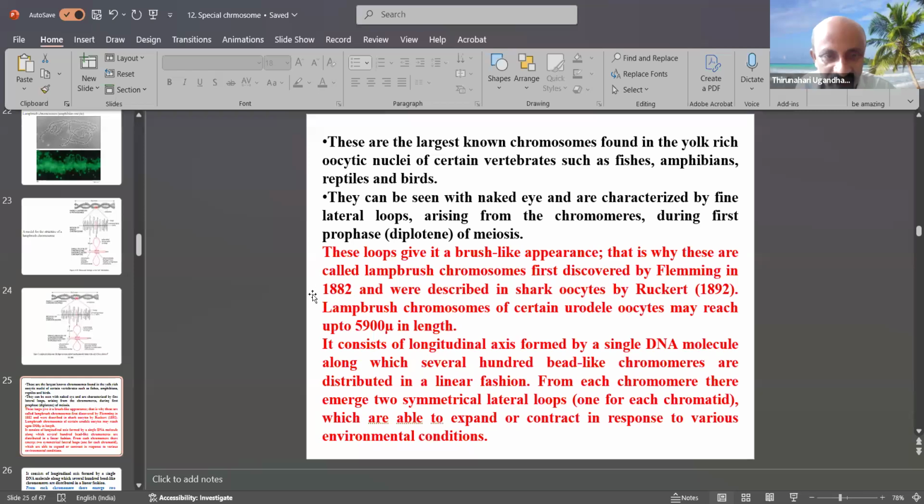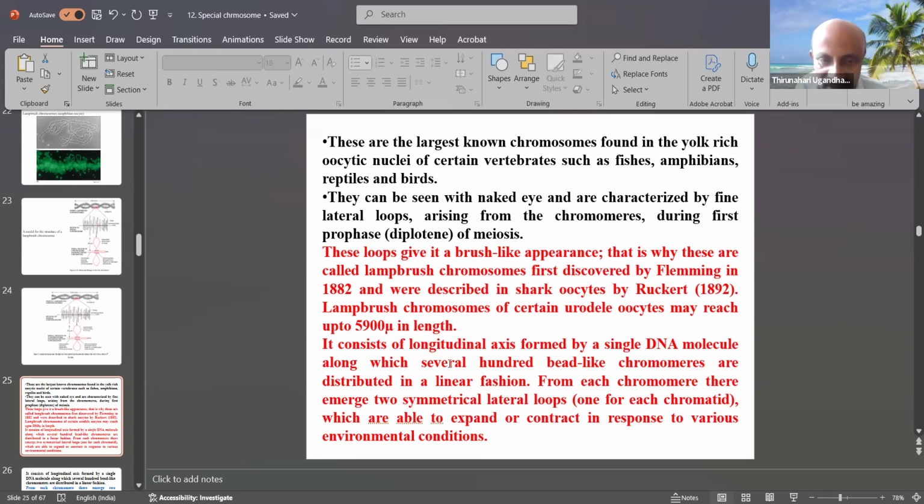with high-level eyepieces. These loops give a brush-like appearance. That is why these are called lampbrush chromosomes. Brush means the chimney-cleaning part. That is called a brush. They were first discovered by the scientists Flemming and Rückert.